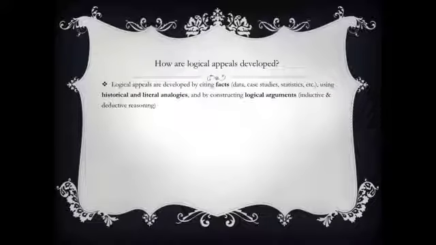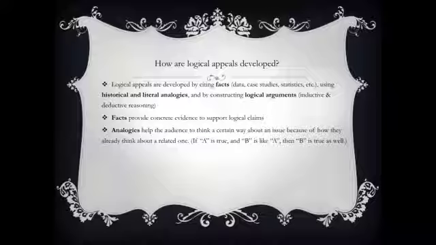So how are logical appeals developed? Well, logical appeals, as you might guess, are developed by citing facts. So when you see inclusion of data, case studies, references to statistics, etc., also historical and literal analogies. So this argument is true because it's like this other thing. And also by constructing logical arguments, specifically inductive and deductive reasoning. We'll talk about those two in just a second. So facts serve to provide concrete evidence to support logical claims, and that's important.